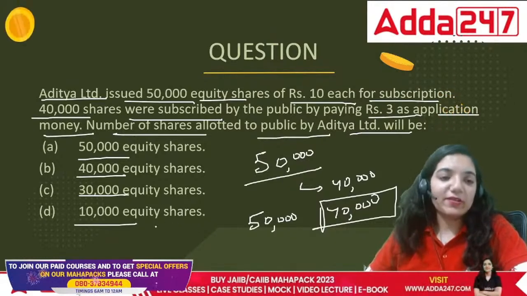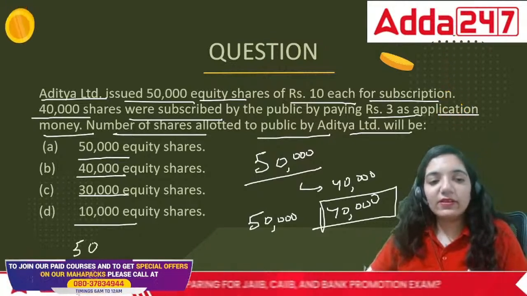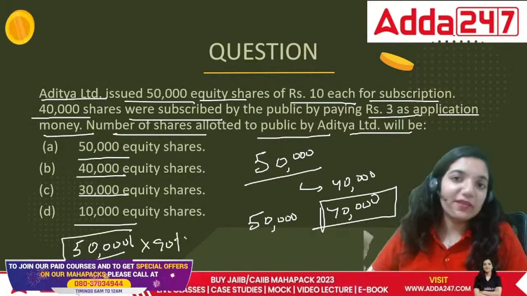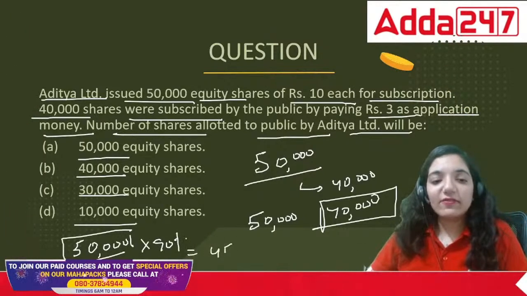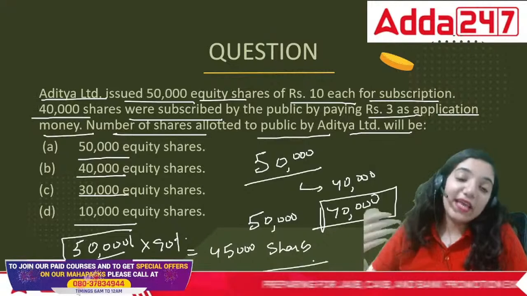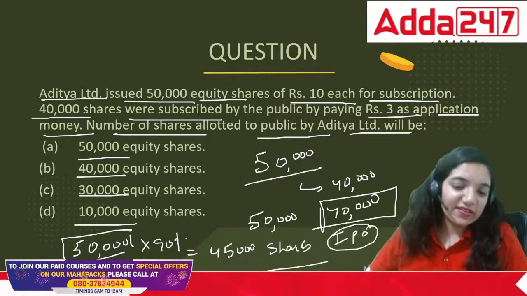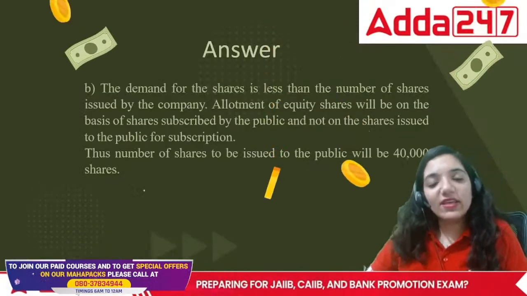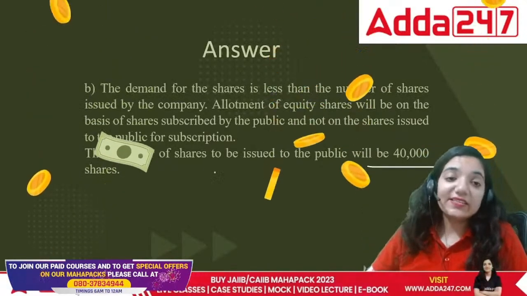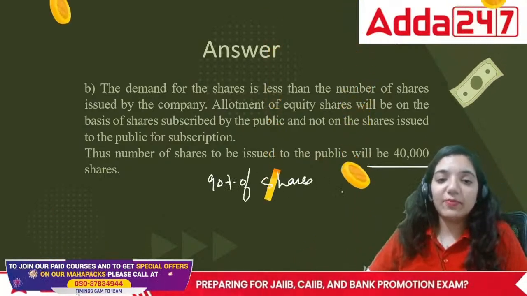Actually, there's one more pointer in this question. That is a constructive error overall, I would say. If the shares are issued for 50,000, at least 90% of it should be taken by the people. That is, if 45,000 shares are taken by the people, then your IPO or public offer is successful. Otherwise it isn't. So in this case the right answer is 40,000. But if they ask you in the question, at least 90% of the shares issued should be taken up by the people.